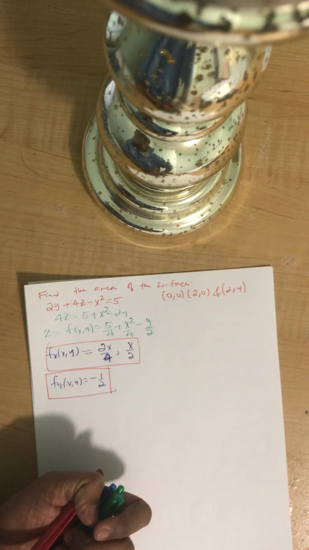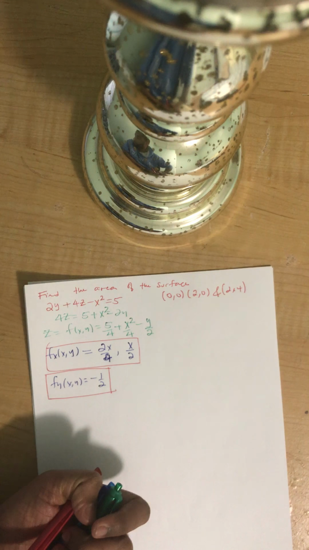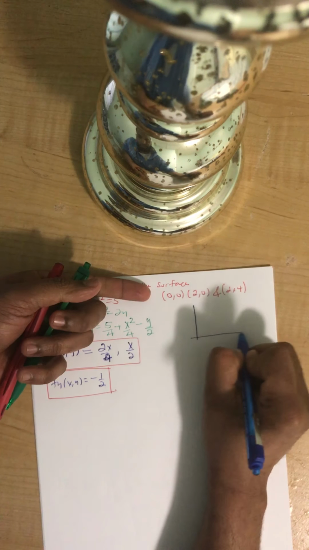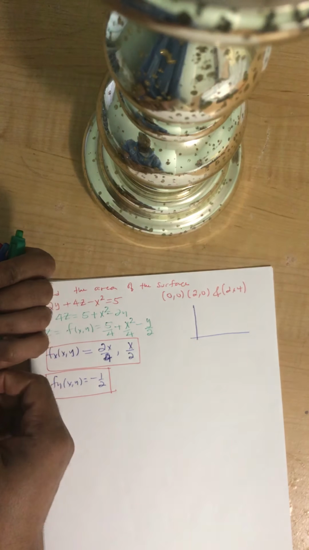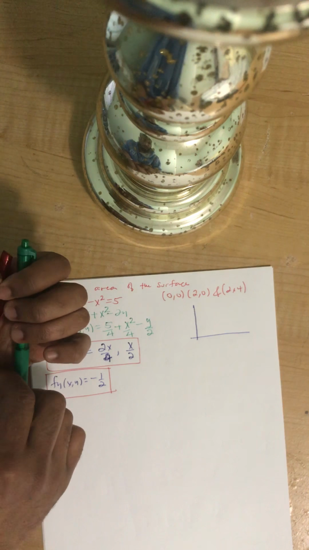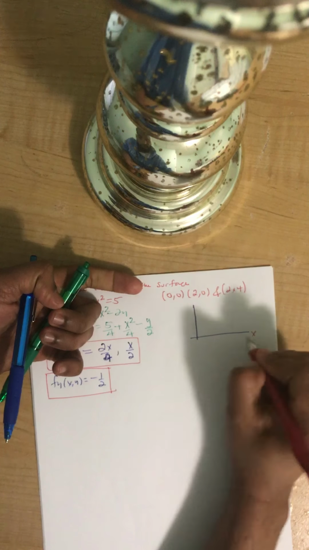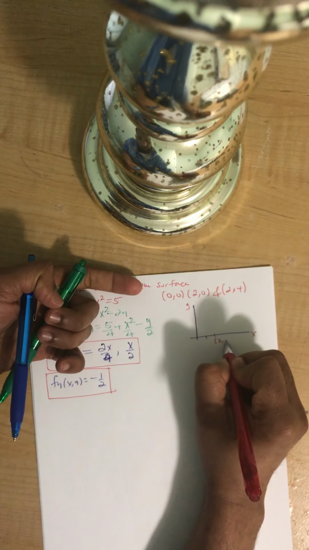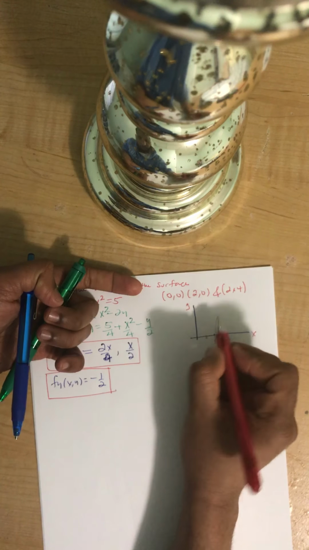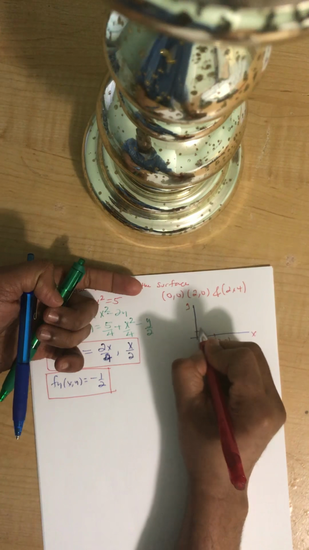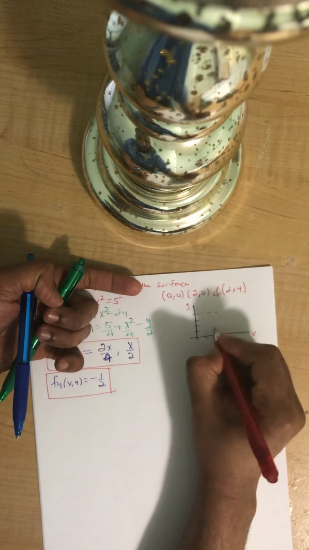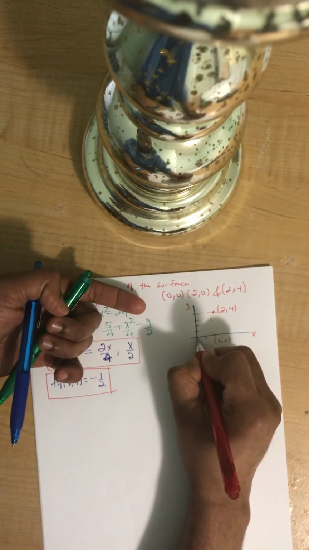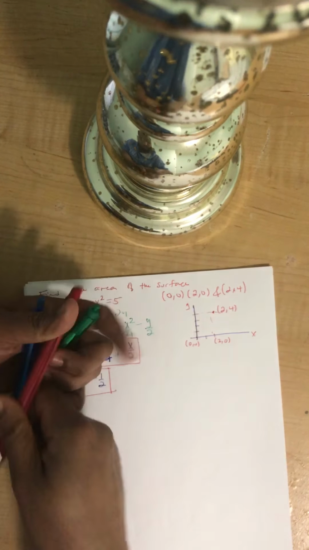The next thing that I'm going to do is find the boundaries in the x and y directions. Simply, I'm going to plot those points on the xy graph. If this is x and this is y, let's say 1, 2, this is (2, 0), my second point, and if I plot this one, 1, 2, 3, 4, this point is (2, 4), and it's obvious that this point is (0, 0).